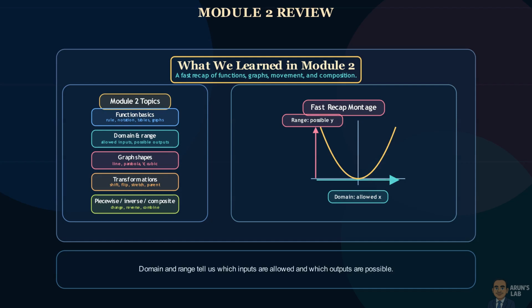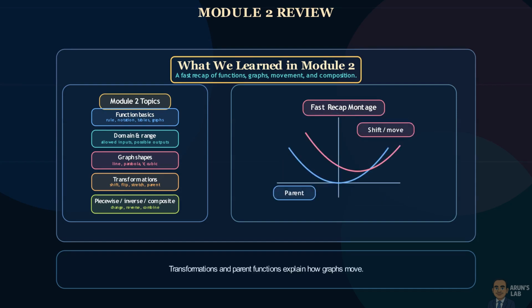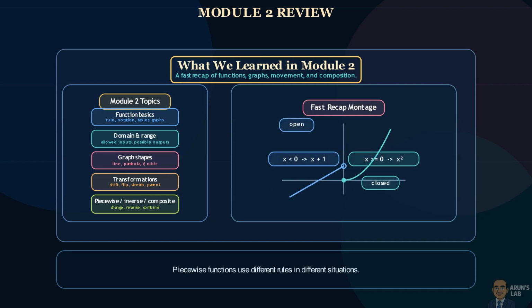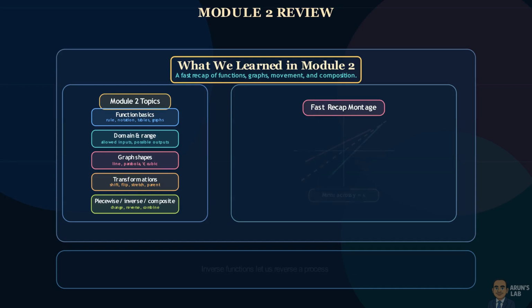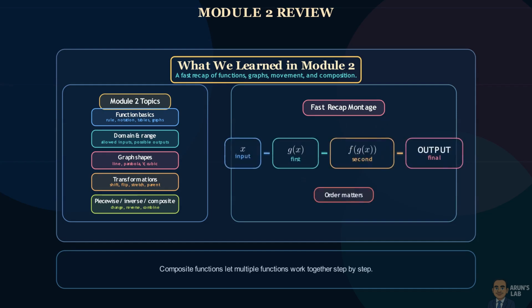We studied graph shapes and learned how to recognize linear, quadratic, absolute value, and cubic functions. We saw how graphs can move using transformations and how all graphs begin from a parent function. We also explored piecewise functions, where different rules apply in different situations. Then we learned inverse functions, which allow us to reverse a process. And finally, we studied composite functions, where multiple functions work together step by step.